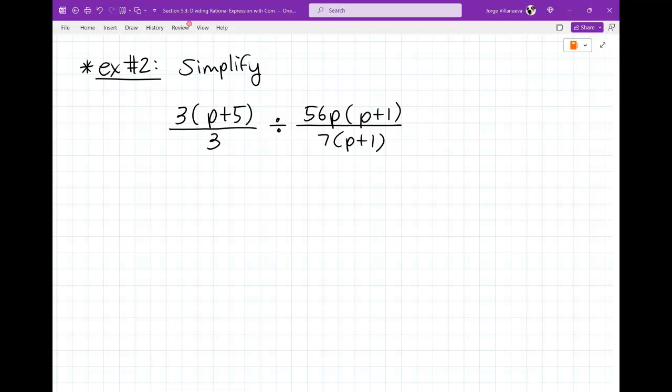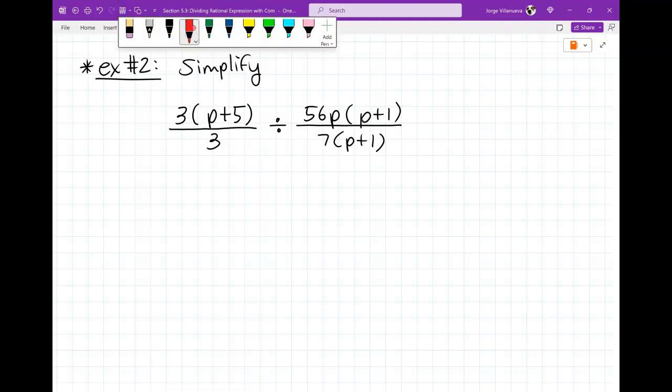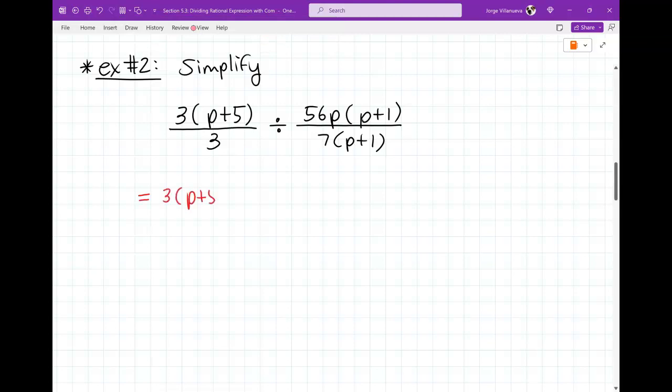Just wait. Now here, it is safe for you to get rid of the p plus 1s and the 3s and then reduce 56 over 7. You can do all that right now, and you'd be okay. But like I said, I would prefer just wait, just in case, right? Don't mess up by accident and then the whole problem's done. So I'm going to go ahead and write this out. This is 3 times p plus 5 over 3 times 7 times p plus 1 over 56p times p plus 1. And at this point, feel free to start chopping up as much as you need.